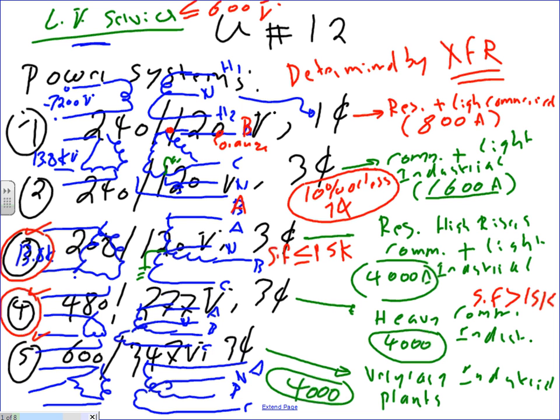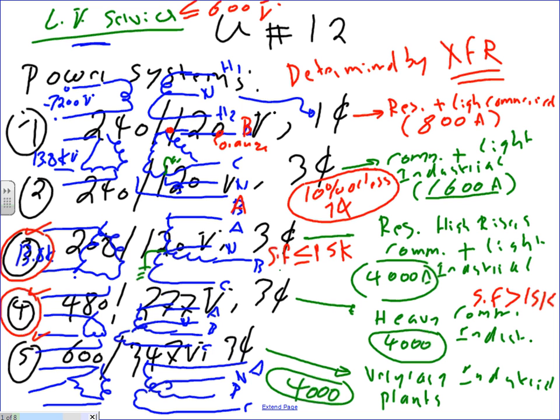System number 3 is the one that we're using: on the primary 13.8, on the secondary 208/120. It's a 3-phase system. Residential, commercial, light industrial, you can get the system up to as high as 4,000 amps. Most likely they don't go higher than 3,000 amps, but you can get it as high as 4,000 amps. Now, where would you use a system like this, Phil?